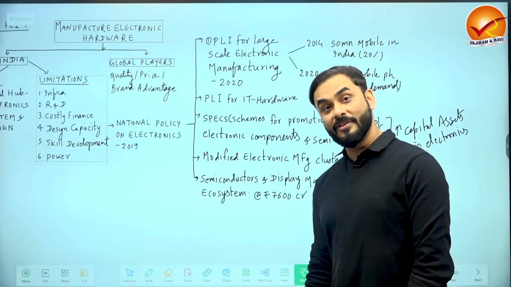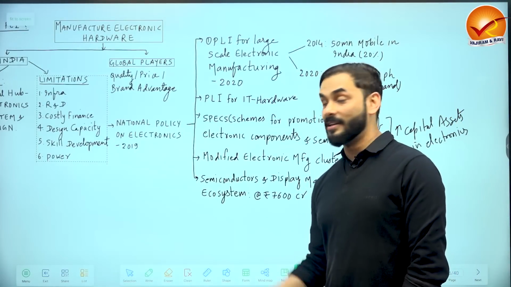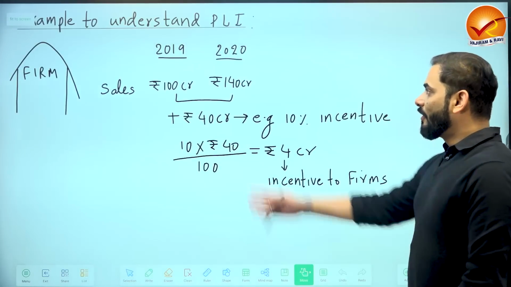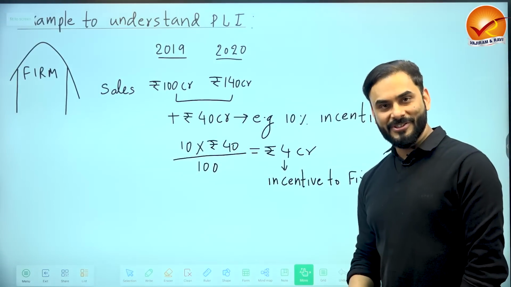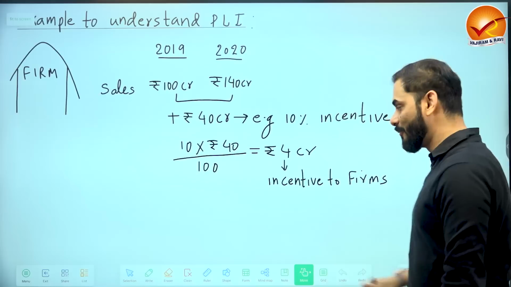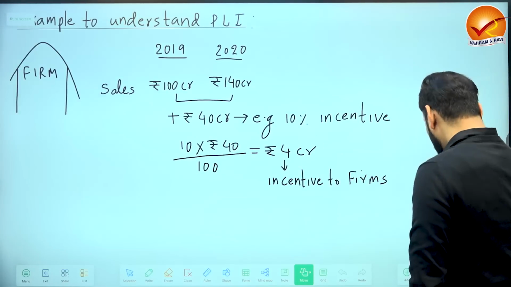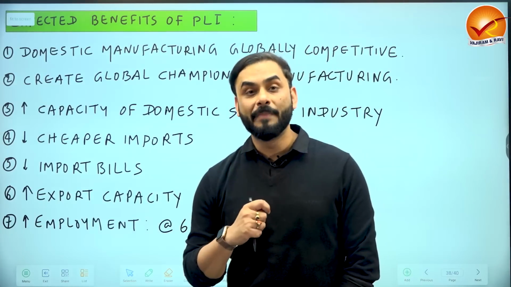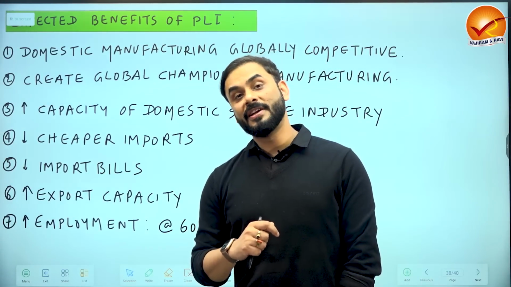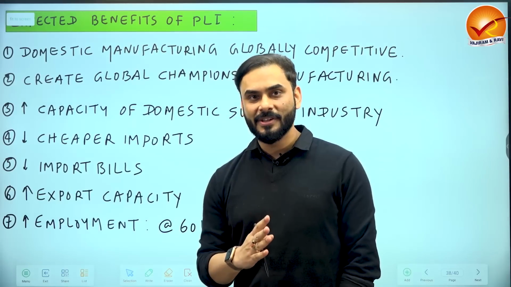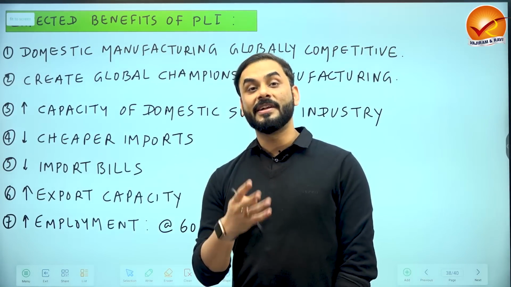Fine, and this was our motivation for production linked incentive schemes. Now, I have already explained to you the basics of production linked incentives. Remember, I told you that if you increase the sale, government will give you incentives. So this is that diagram. Now, what are going to be the potential benefits of production linked incentive scheme? So if you give production linked incentive scheme to your factories, what are the future benefits that India might get?